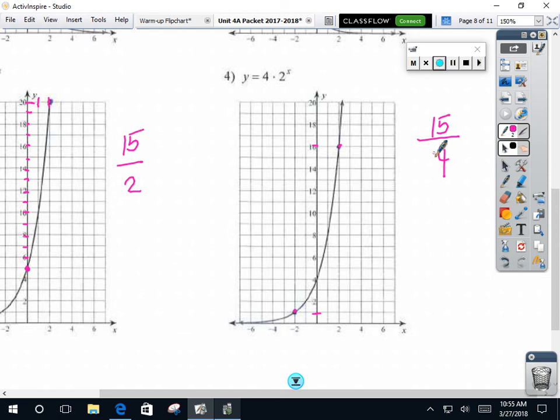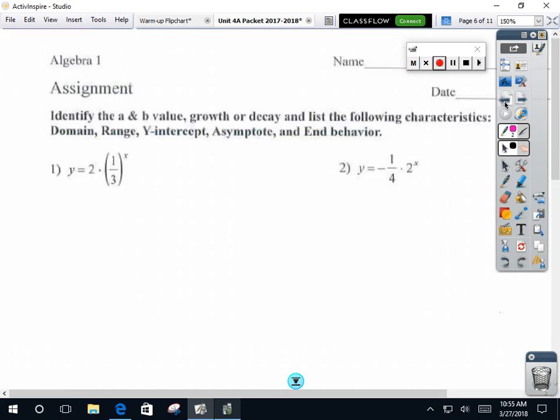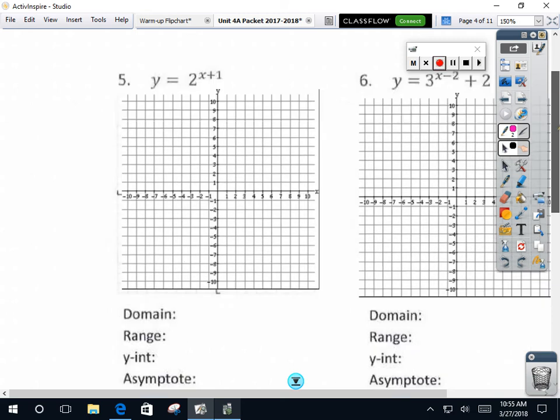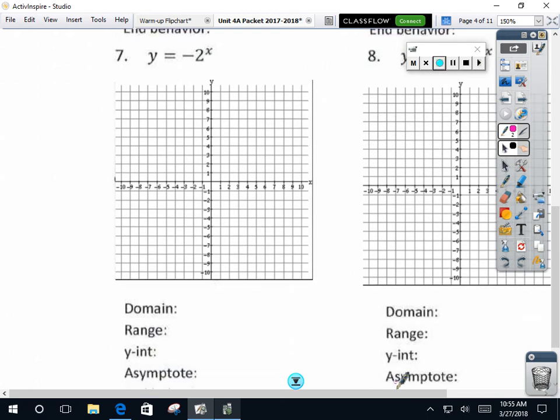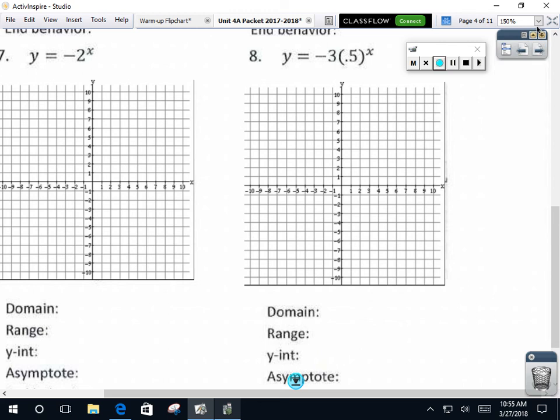Okay, page 3, number 8. This will be the last problem, and then we'll be done for the day. We did everyone but that one. Okay, number 8. What is the A value? What is the B value? Which means this is a decay, right, it is a decay because your B value is less than 1, but since the A is negative, it's going to be reflected and it'll end up looking like that on the graph instead of this.